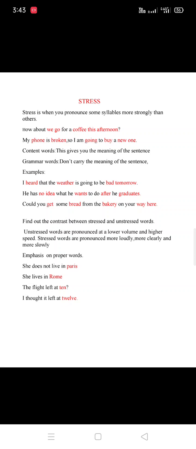Similarly, in the last two sentences, the flight left at 10. I thought it left at 12. In these two sentences, time is important, and that's why you have to give stress on time, right? So the flight left at 10. I thought it left at 12.